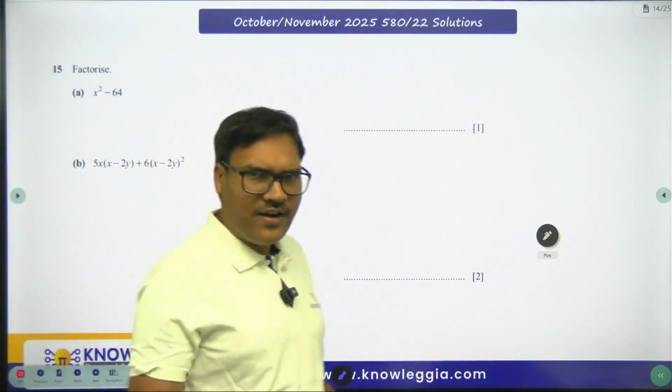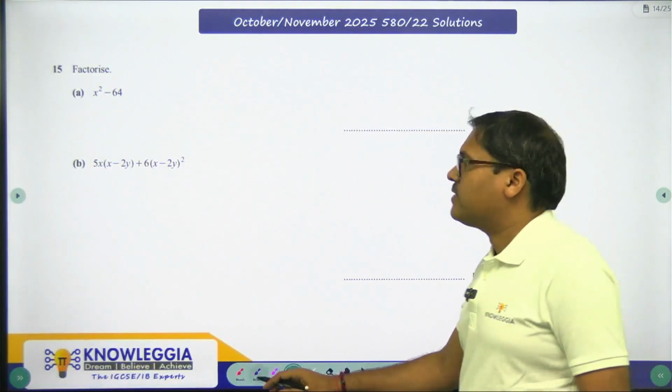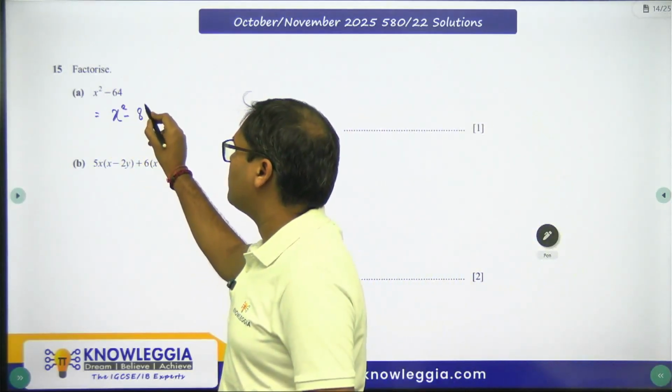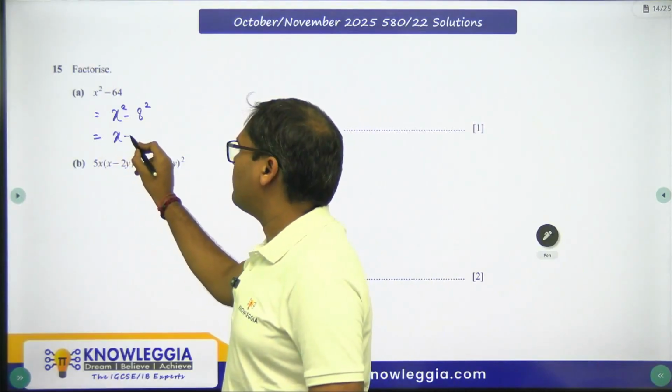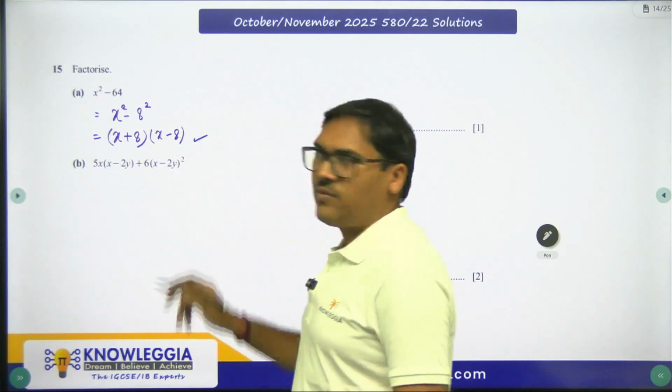Now the next part is you have to factorize this. So this is a straightforward question on difference of two squares. You can see this is x square minus 8 square, which is equal to x plus 8 multiplied with x minus 8. So this is a pretty easy question.